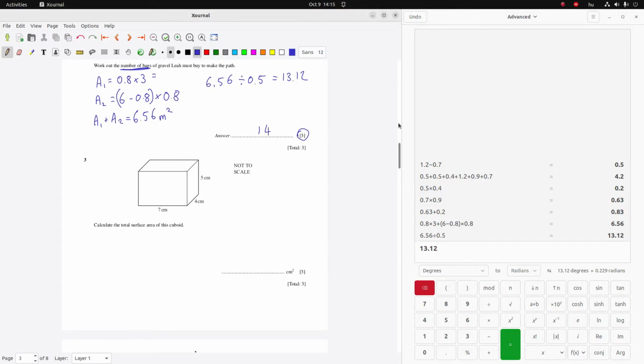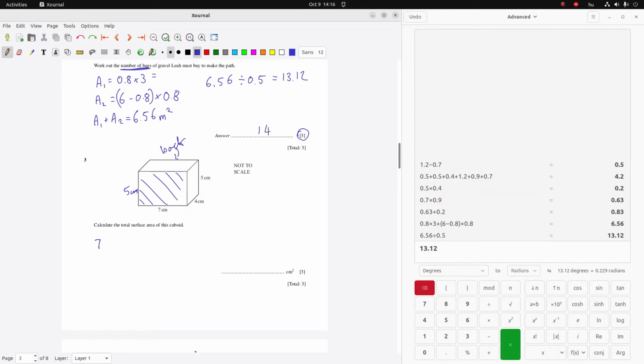Calculate the total surface area of this cuboid. To calculate the surface area of a cuboid, we just have to calculate the area of each face of the cuboid and then add them up. So we're going to take the front face, and the front face is exactly the same as the back face, so we're going to count it twice. The front face is 7 multiplied by 5. Remember, this height is equal to this height because it's a cuboid.